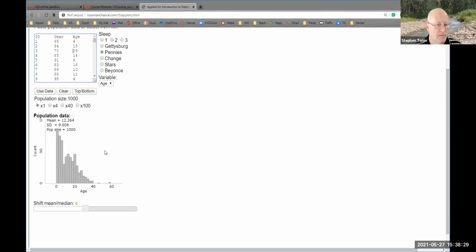Now, at the bottom of this, they've actually got the distribution of all those pennies. And there are a few things I want you to notice. First off, they've told us the mean and the standard deviation of those data sets. They've also told me there were 1,000 in the population. The second thing I want you to notice is the definitive shape here. This is definitely a right skewed curve.